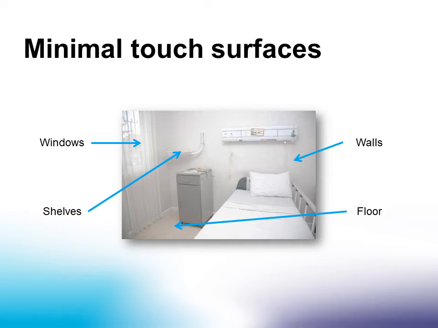Minimal hand touch surfaces are surfaces that are not often touched by hands. These surfaces include windows, shelves, walls, and the floor. These items require regularly scheduled cleaning, but not to the same frequency as high touch surfaces.